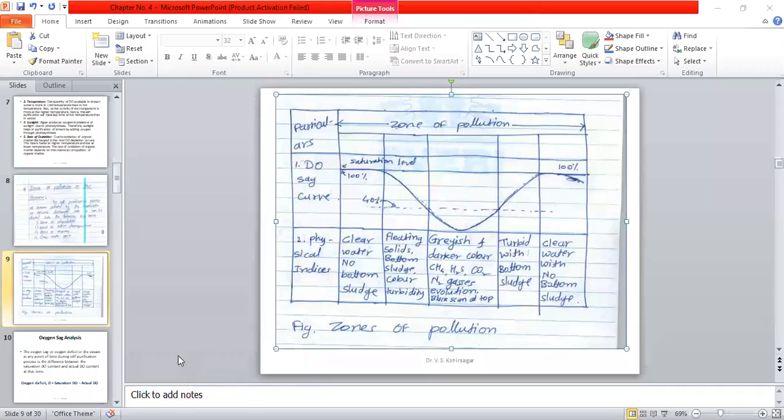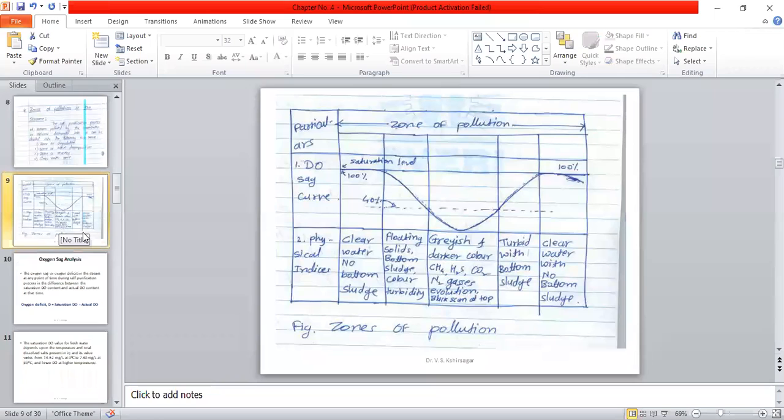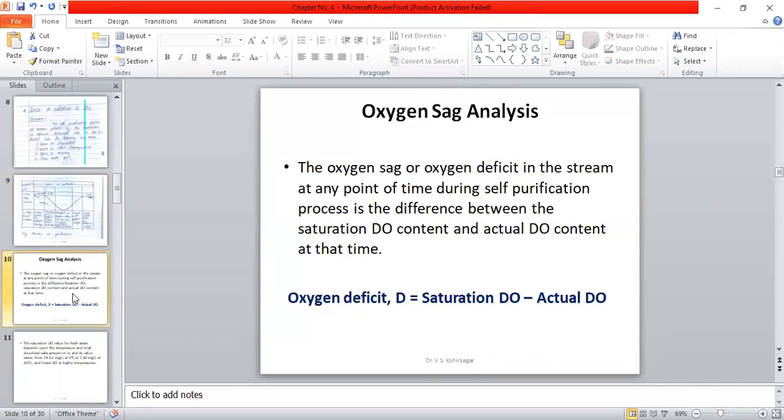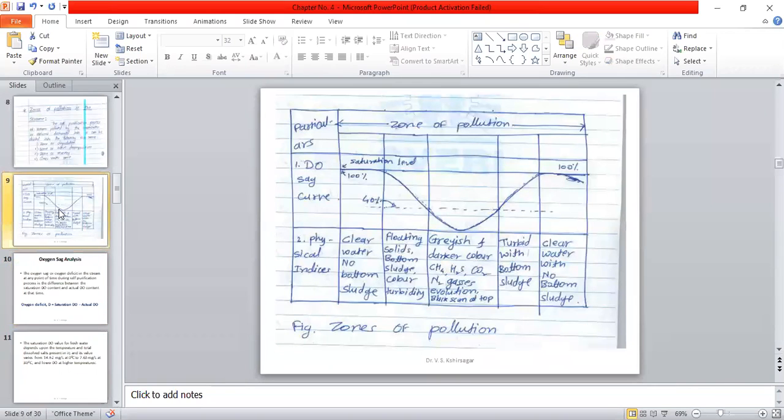Okay, guys. May I request you to write, or shall we start the next point? Someone please reply orally. Then I will decide. Do you want me to make you write the 4 steps of zones of pollution, or do you want me to continue the next point? I'm listening.